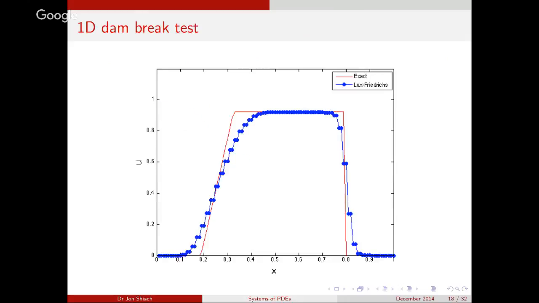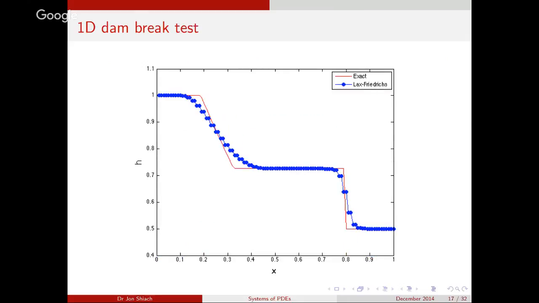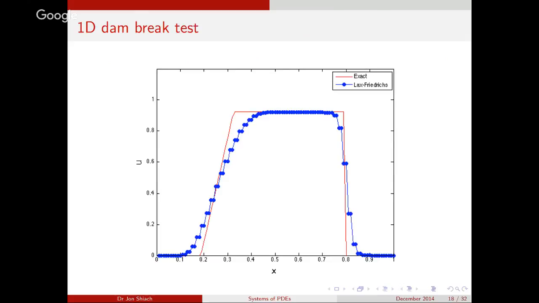And here's the solutions. If I just go back, the red line is the analytical solution, and the blue line is the Friedrich solution. As you can see, not quite on the money. We have a bit of a gap here where there's those corners. So that's for water height, and we've also got velocity there. Okay. So we have two solutions.